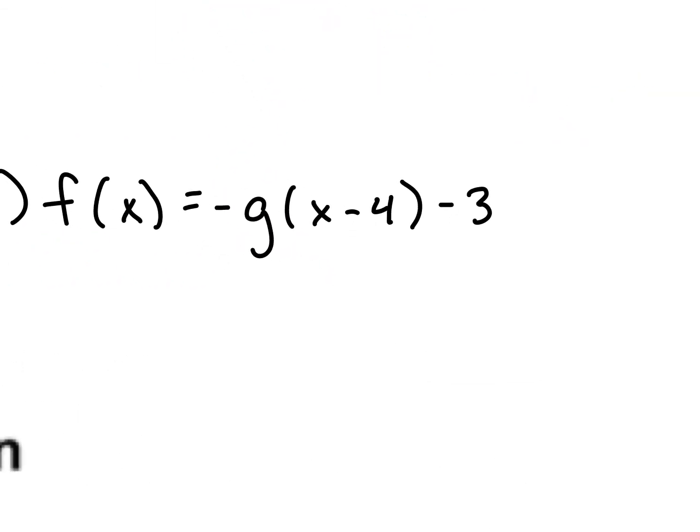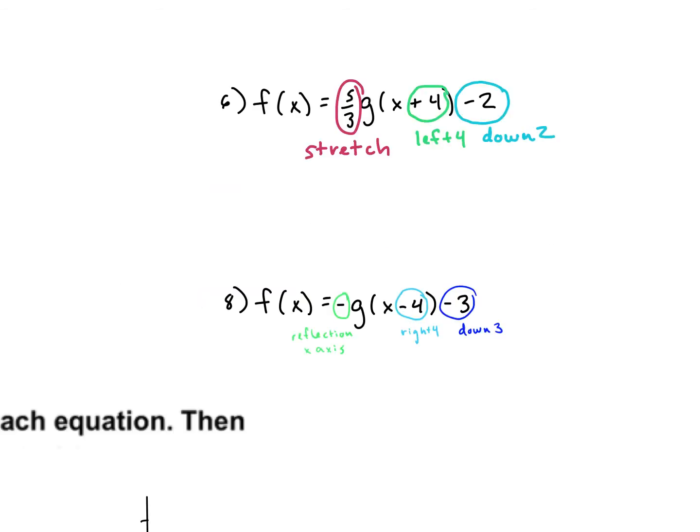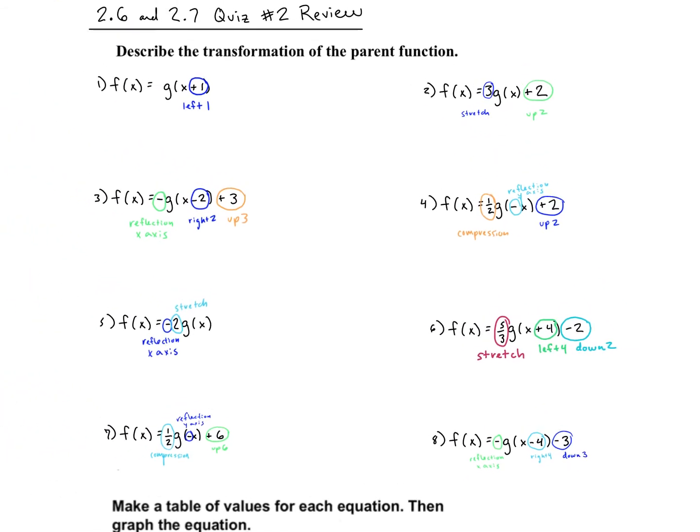All right, number 8. Negative on the outside. What does it do? Reflection on the x. What about -4 on the inside? Right 4. And then -3? Down 3. Do you guys have any questions here?